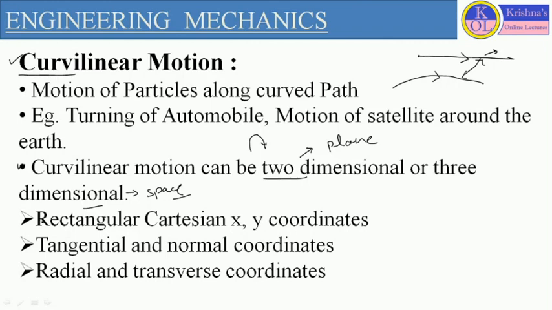Study of curvilinear motion can be done with different coordinate systems. Here we are going to discuss three types of coordinate system. These coordinate systems will define the displacement, velocity and acceleration vectors related to curvilinear motion. They are the rectangular Cartesian XY coordinate, tangential and normal coordinate, and radial and transverse coordinate. We are going to use these three coordinate systems to define the position vector, velocity vector and acceleration vector for the curvilinear motion.